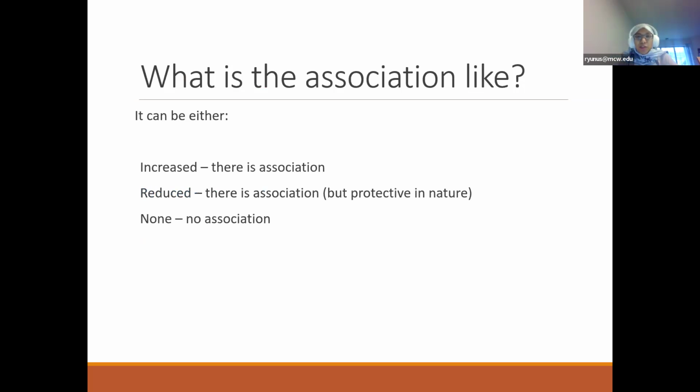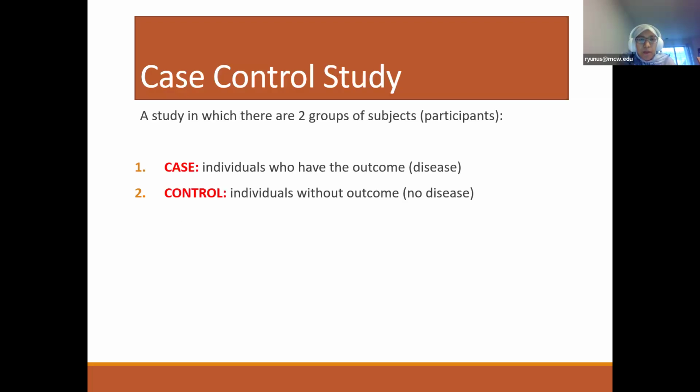Now, when we talk about association or correlations, they can usually be in three directions or three types of association. Either the association is increased, which means there is some sort of relationship between your independent and dependent variable. The association can be reduced, which means there is association, but it is protective in nature. We'll talk a bit more about that in the next slide. And sometimes it can be no association. That means there is no relationship between the two variables that you're looking at. I'll give some examples on the different types of associations later.